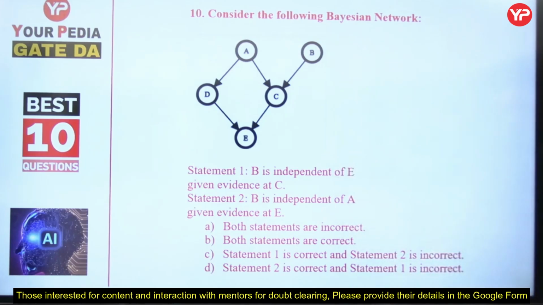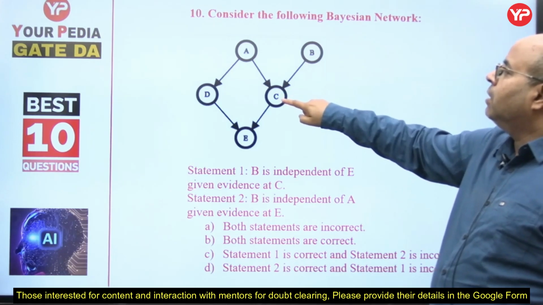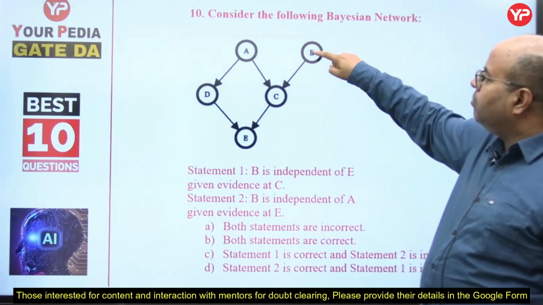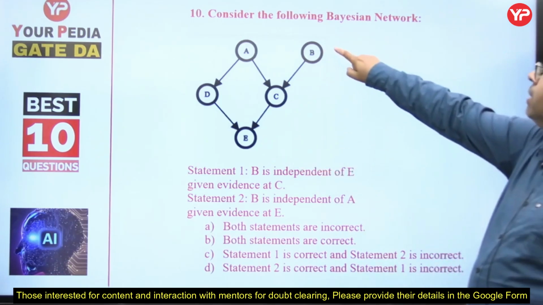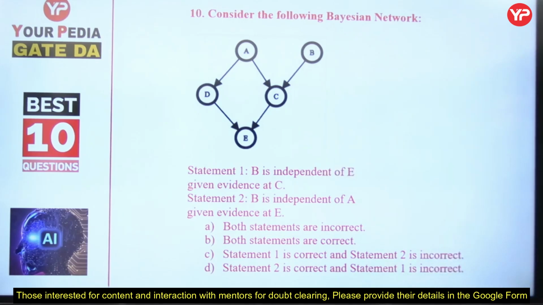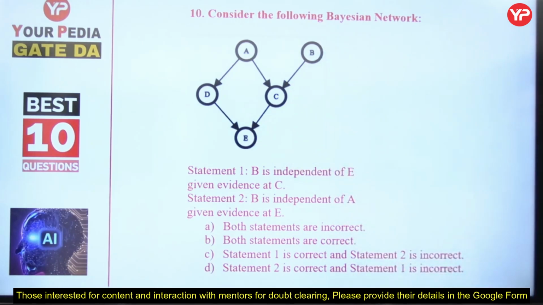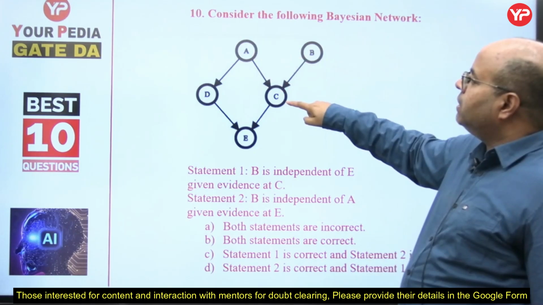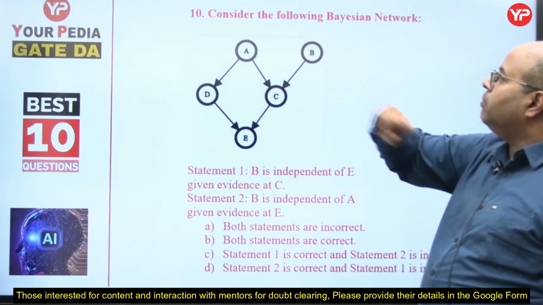Now statement 1 says that B is independent of E given evidence at C. How can it be? Because C is having an effect on E and B is having an effect on C. So when C is having an effect on E, how can B be independent of E? Not possible. E will definitely have some conditional probability on B. Similarly, B is independent of A. B can't be independent of A because A is having an influence on C and E also. B is dependent on C and E in conditional terms, so B can't be independent of A.